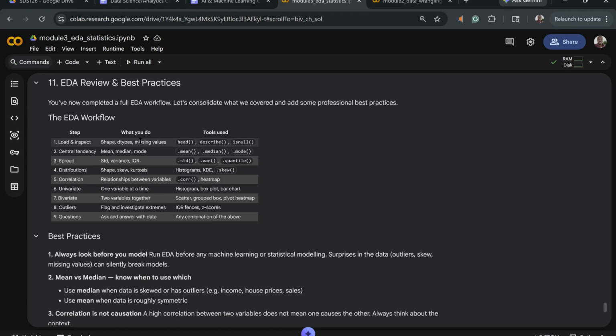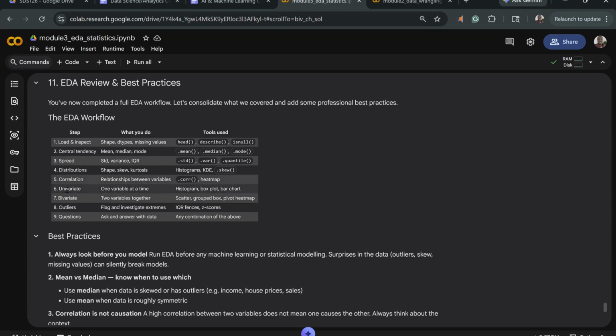We've been able to load and inspect data by checking shapes, the dtypes, the missing values, and the tools that we use are listed here. We're able to go through central tendency, the mean, median, mode. We were able to check the spread and distributions. Correlation, we also checked the heat map, and we checked the Pearson correlation and how it is interpreted.